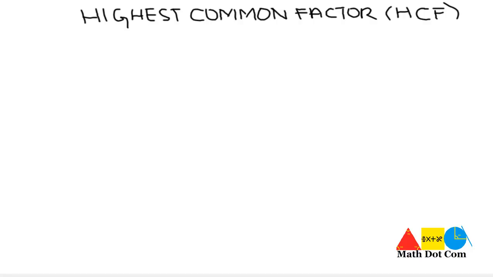Hello everyone. Today we are going to discuss the concept of highest common factor, that is HCF. As its name indicates, it includes the concept of common factors. In our previous lectures, we have discussed in detail the concept of common factors. Here we start from the definition.